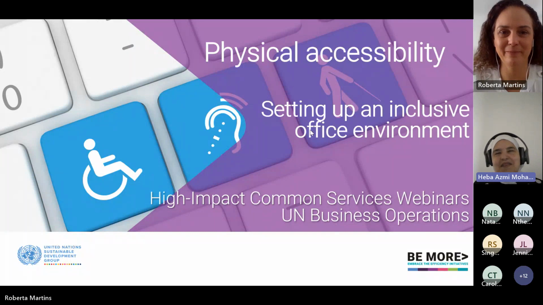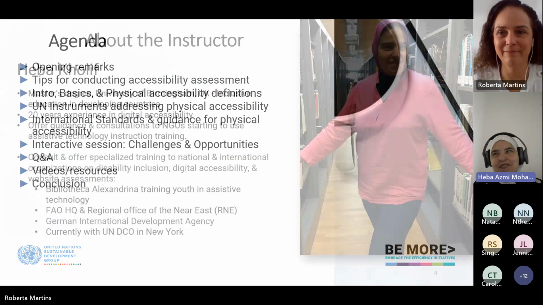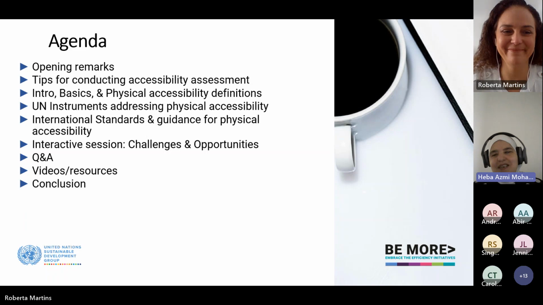My name is Heba Khalif. I'm a person with visual impairment, based in Alexandria, Egypt. I have 20 years of experience working with disability inclusion in regional, national, and international organizations in Egypt. Today we're going to speak about physical accessibility, and this is very much in line with Global Accessibility Awareness Month, which is in May. So it is a very good opportunity that we are providing this webinar during this month.